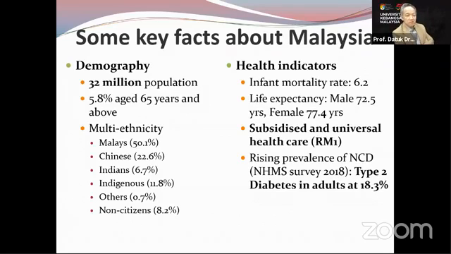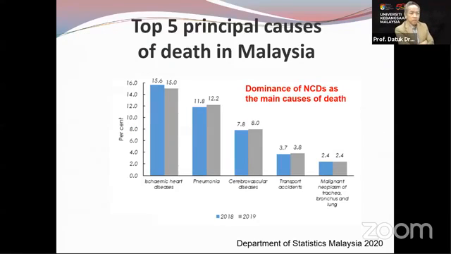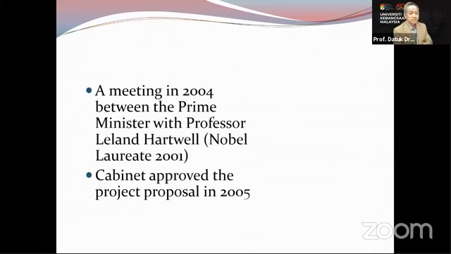But with this, we have indicators to show that our health is not that good. Prof. Nolaila has mentioned the NHMS survey: type 2 diabetes in adults now stands at 18.3% prevalence. If you look at the top principal causes of death in Malaysia, from the Department of Statistics Malaysia 2020, there is a dominance of NCDs as the main causes of death. Only pneumonia comes into the top 5. The rest are related to non-communicable diseases.